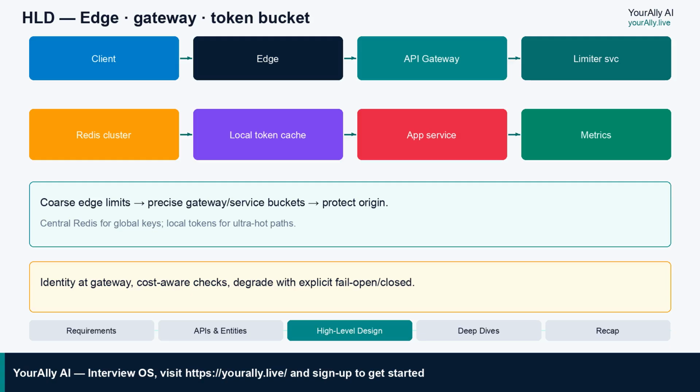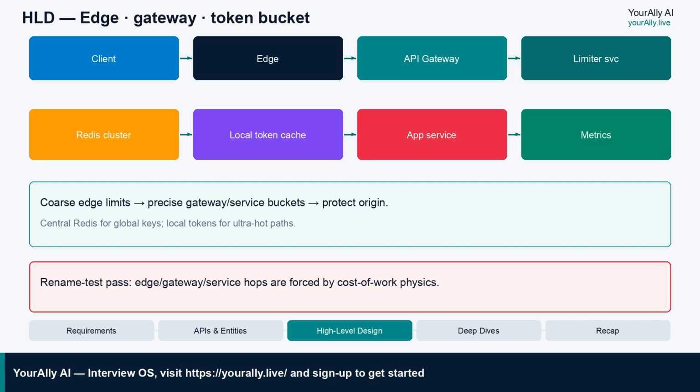Story: coarse then precise. Global keys need a central store. Some paths can shadow local tokens and reconcile. Forced boxes: edge, gateway, bucket. Pass the rename test. If your diagram is only client, load balancer, service, Redis, you skip the physics of expensive work. Own the hops, then own the algorithm.